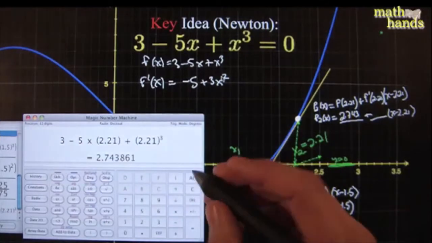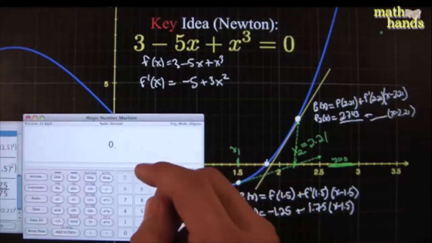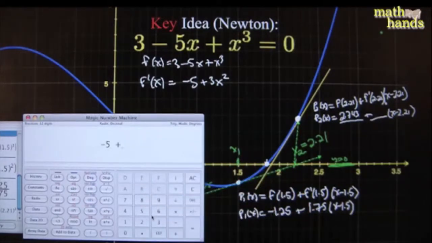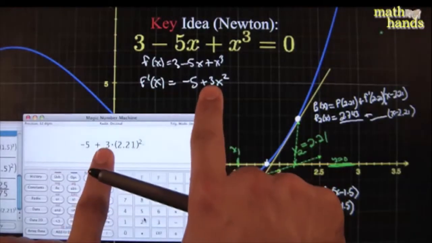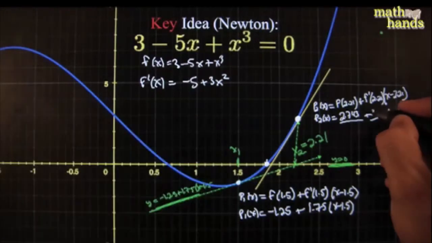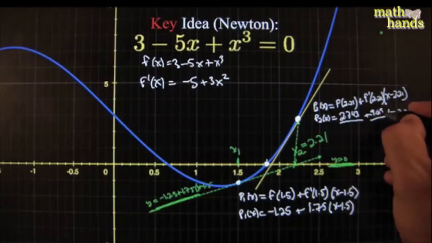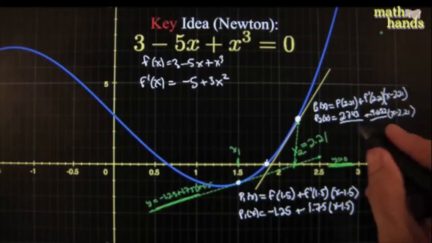Alright, so let's clear this. Man, this calculator makes me nervous. That plus, let me see, negative 5 plus 3 times 2.21, and then I gotta raise it to the second power. Check it. I'm plugging it into here, and you get 9.652. That would go here. 9.652. And then I just crank that out.